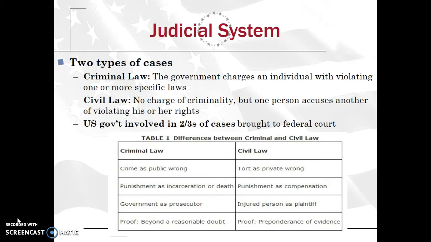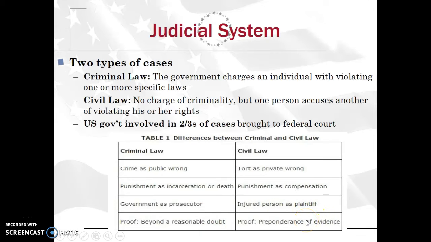Now, with civil law, that is not a charge of criminality. You have not violated a criminal law. However, you're having one person accusing another person of violating his or her right. So, as you see in this chart down below, criminal law, crime as a public wrong, you have the government acting as a prosecutor, proof beyond a reasonable doubt, which is a very high standard because you could potentially be putting somebody away in prison. So that's why you have proof beyond a reasonable doubt.